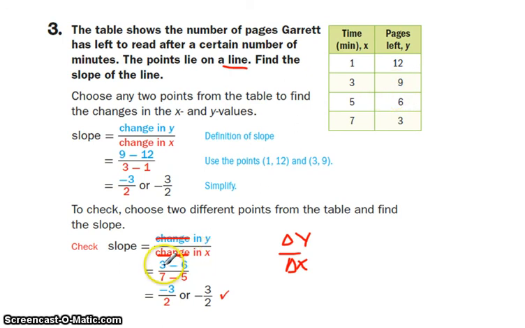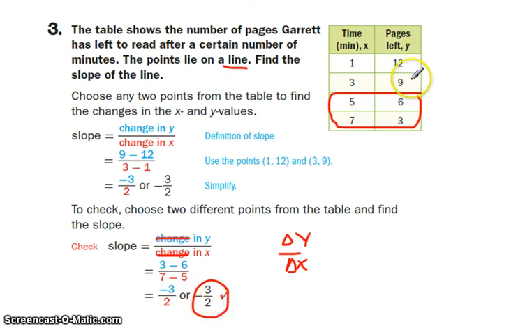So they chose these points right here, these last two. They picked their 2 y values, and they went 3 minus 6, and then they went 7 minus 5 for your x values. 3 minus 6 is negative 3. 7 minus 5 is 2. So your slope right here is negative 3/2.